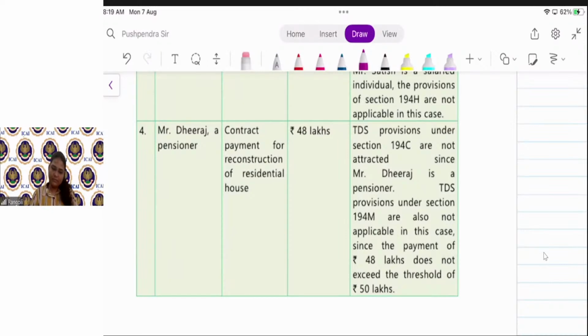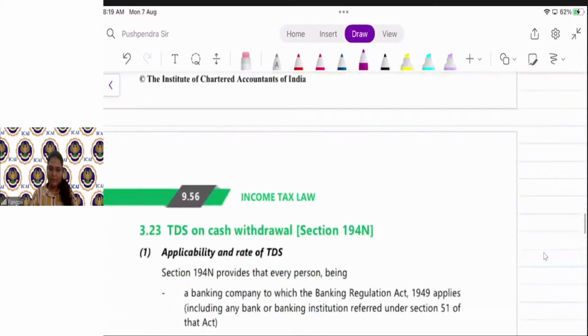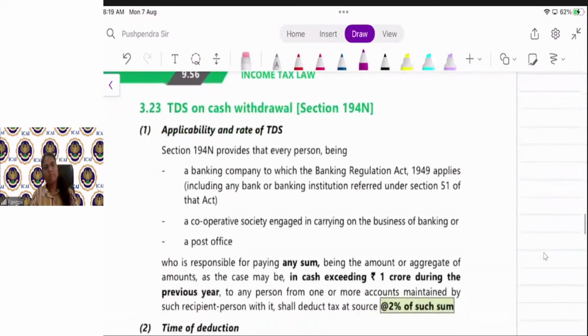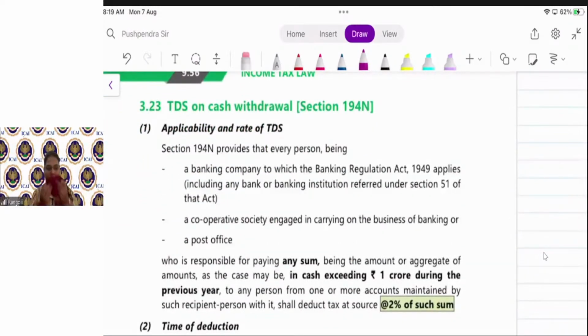Is that clear, everyone? Up till now it is clear, yes or no? So that I'll move forward to the next section, that is 194C.